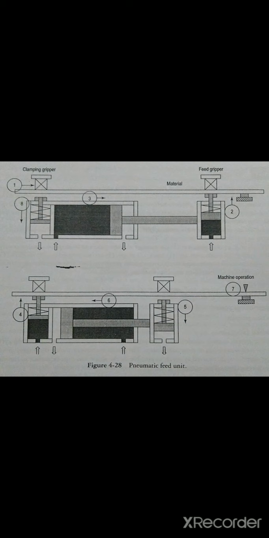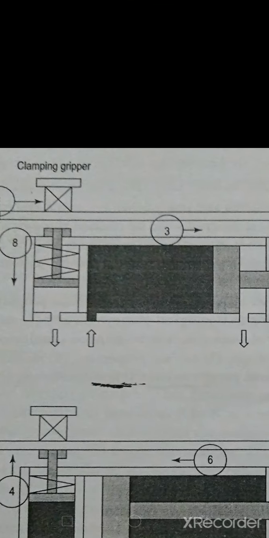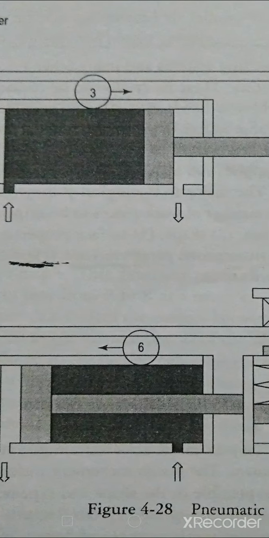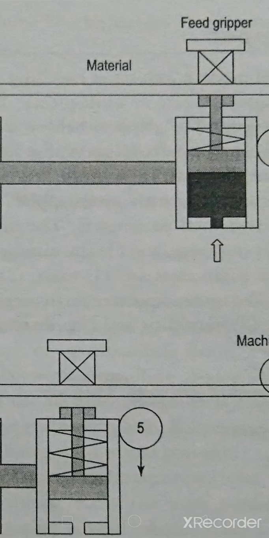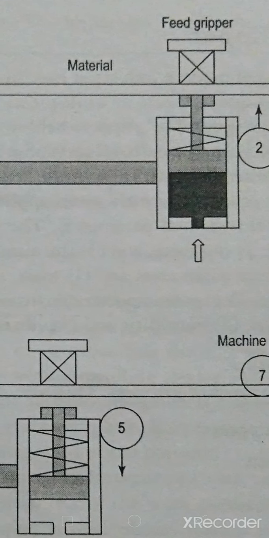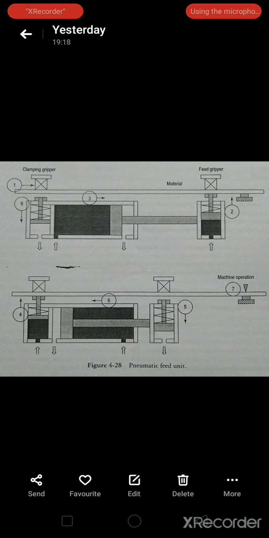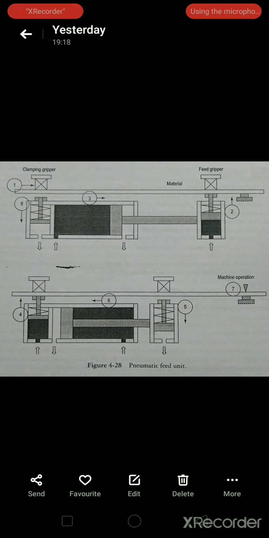Now you can see the pneumatic feed unit. It consists of a clamping gripper and a feed gripper. Here you can see the clamping gripper, and here at top right, it is a feed gripper. Single acting cylinders are fitted in the stroke slide and in the base to act as a feed gripper and clamping gripper respectively. By using these grippers, it is possible to clamp and feed rolls, tubes, and profiled material synchronously. So you can see on your screen a very typical pneumatic feed unit.